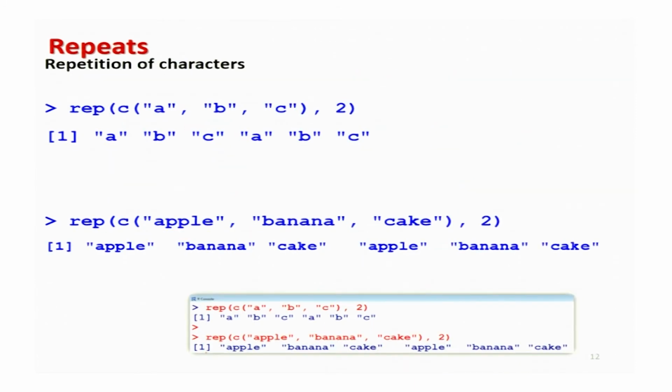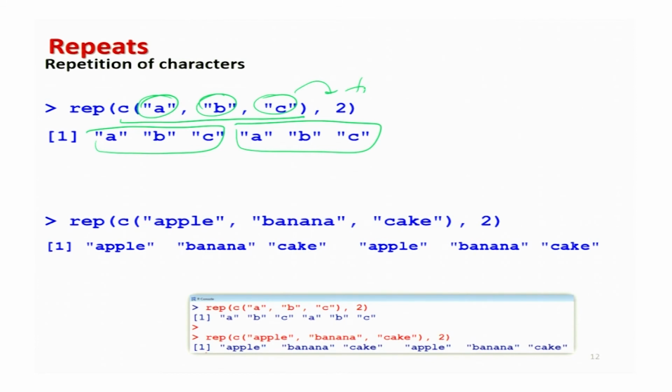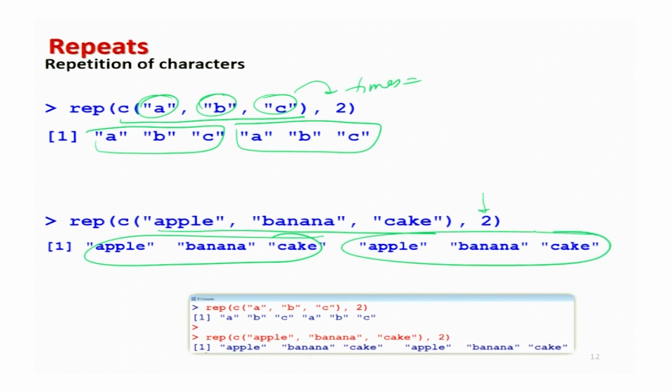Right. Okay. So now after this, whatever repetition commands you have learned for numbers are also valid for characters. So if you try to see here, I take a data vector consisting of 3 alphabets which are given inside double quotes, A, B and C, and I try to repeat them 2 times, that is times equal to 2. So you can see here that ABC and ABC are repeated 2 times, because here times is the default. Similarly, if instead of ABC you take apple banana cake and repeat it 2 times, you can see apple banana cake and apple banana cake, both repeated 2 times.